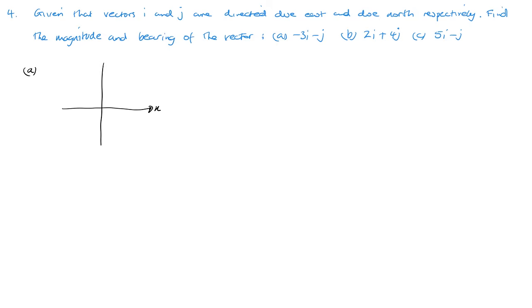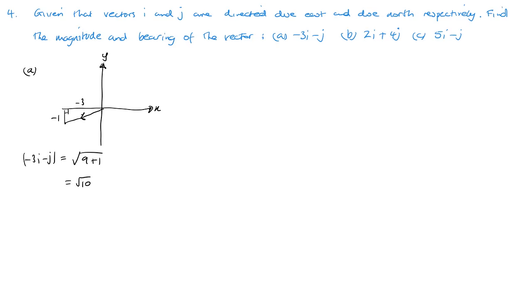just sketch my x, y graph, and we want -3, -1, so somewhere like that. So -3, -1. Now in terms of the magnitude, that's quite easy. So -3i minus j, the magnitude of that is going to be the square root of 9 plus 1, or root 10.